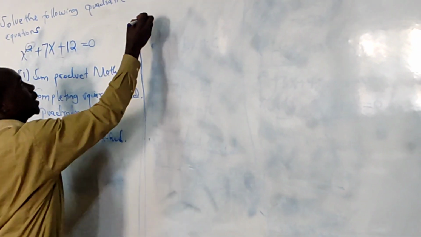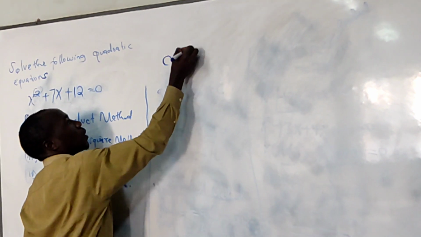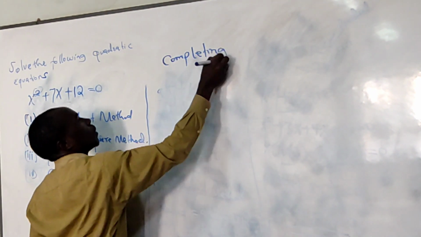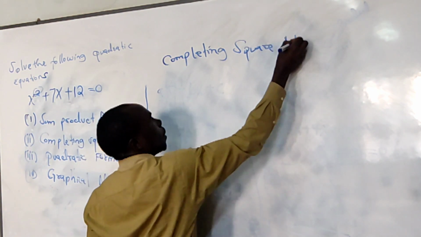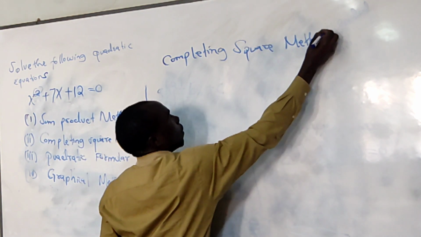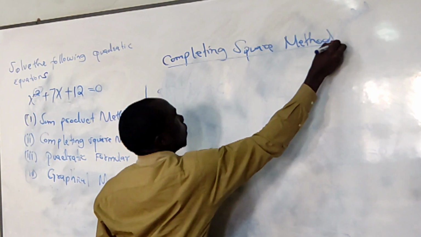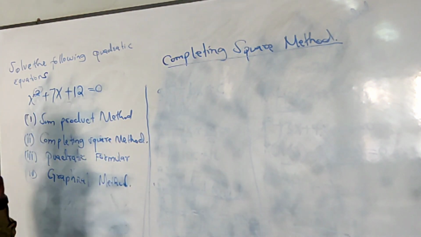Now, completing square method. Something funny about the completing square method. This is the first secret about the completing square method.